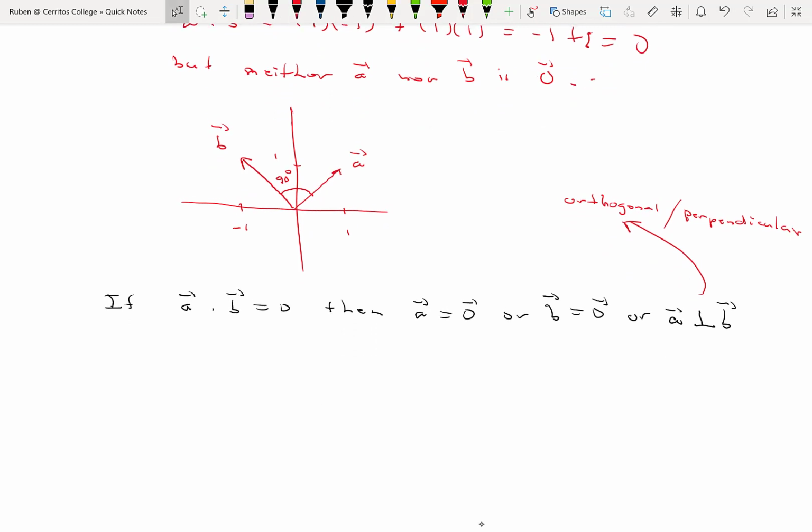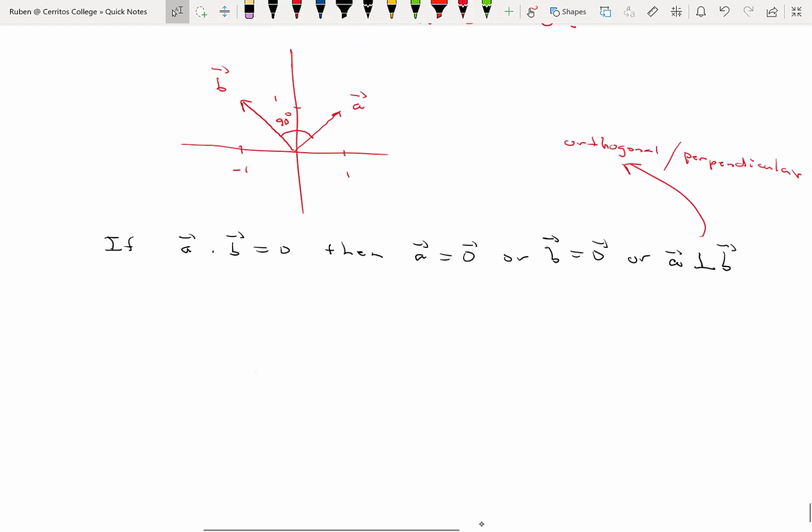This is a hugely important conclusion for us: the dot product can measure whether the vectors are perpendicular. Now, let's take that one step further. Let me get back into a black pen here. What can you tell me about A dot B?